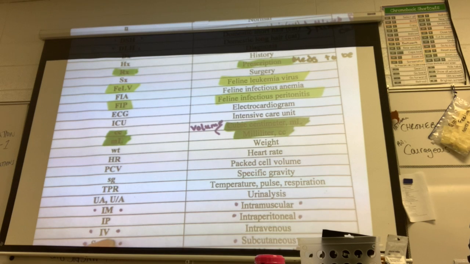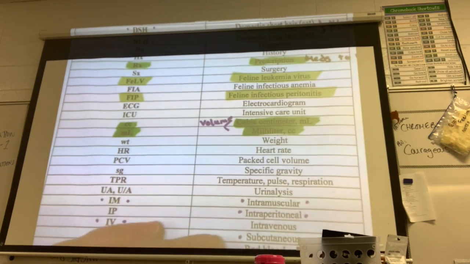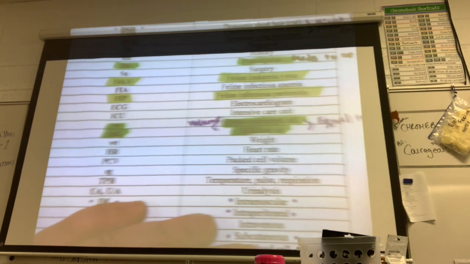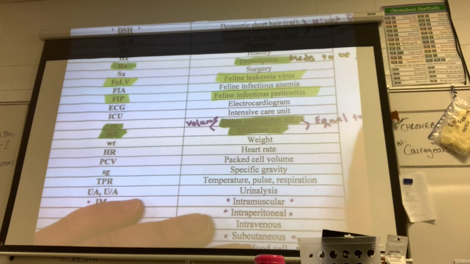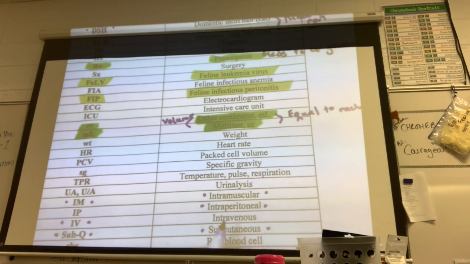So cubic centimeter is in the English system, right? It's technically the non-metric. The opposite of the metric system is the English system. Yes. Okay. And then the metric system is the milliliter, right? They are equal to each other. So they are equal.